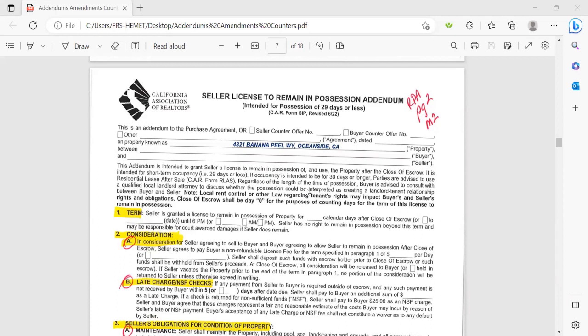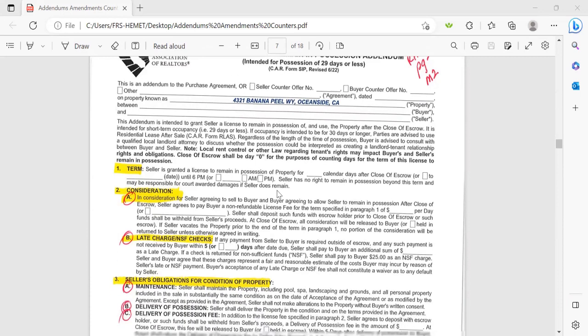But in the MLS, sometimes it'll say possession 3 days after COE. That's 3 days after close of escrow or something, to give the seller a chance to move out after it's actually closed. If there's nothing in there that says anything, or if the house is vacant or whatever, then possession might be the very day that it closes escrow. And all those things are okay. It doesn't really matter. Seller sometimes, because of circumstances, needs extra time to get out. If they do, and it's not going to be for more than 29 days, and it's agreeable to everybody, then this is the form that you use.